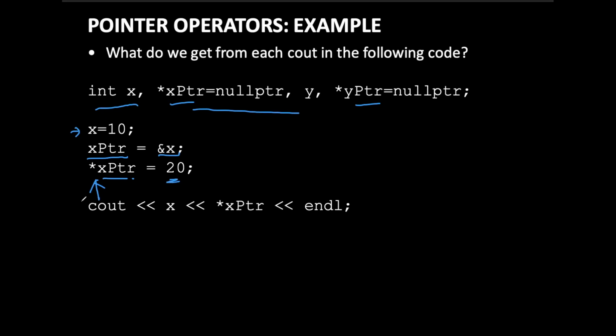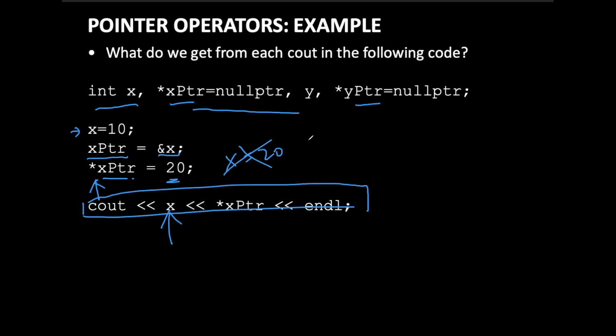What do we get in this print statement? Well, notice that x has already been changed. Instead of doing x equals 20, we use the indirection or dereference operator, asterisk x pointer, and assign a value of 20 to it. So when we print this out, x actually now bears a value of 20, not 10. When we dereference x pointer, we get the value of the object that x pointer points to, which is x. So this is 20 because the value of x is 20.